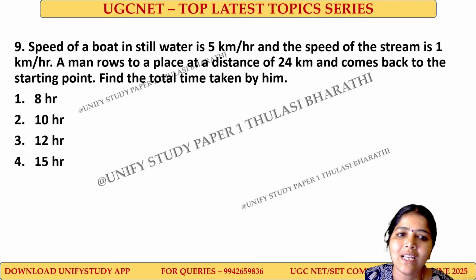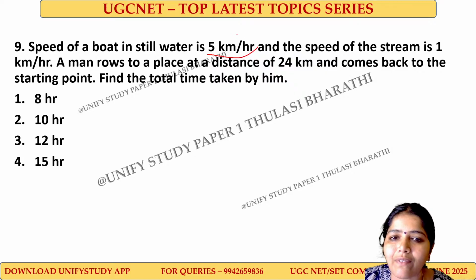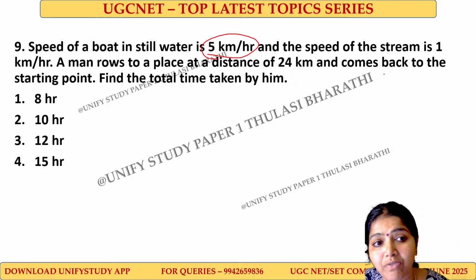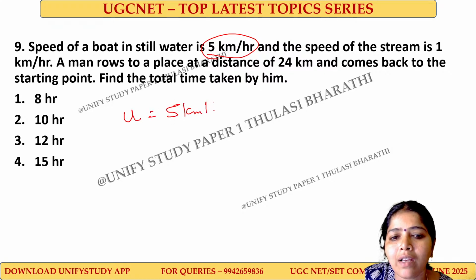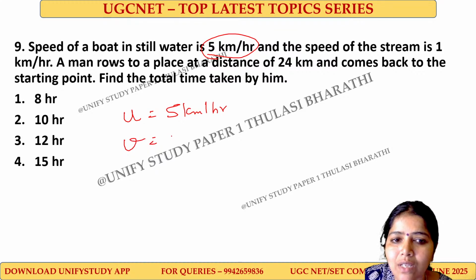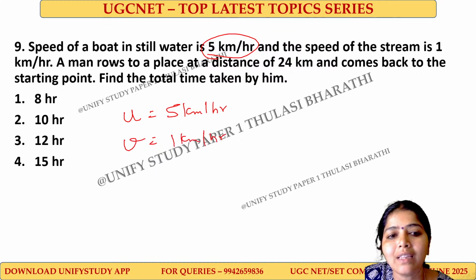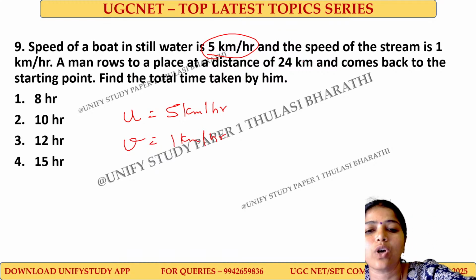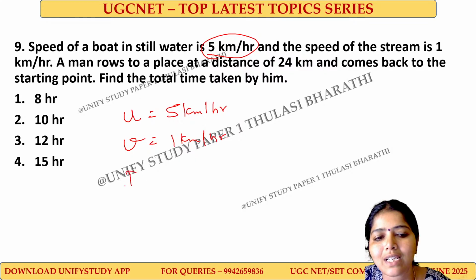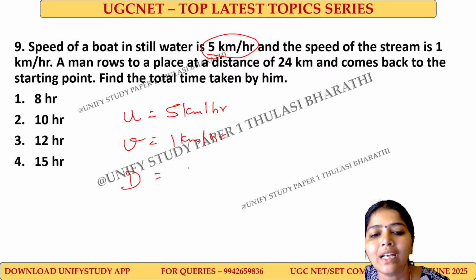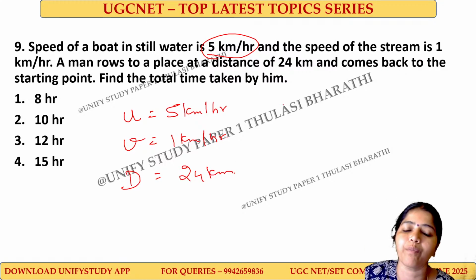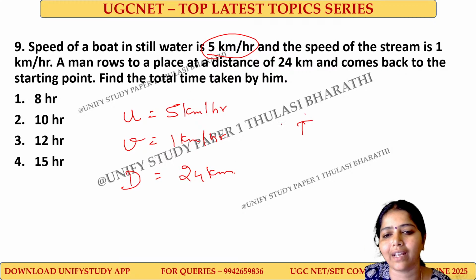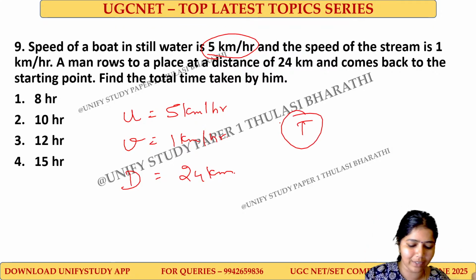Read the question. The speed of the boat in still water is 5 km per hour. The speed of the stream is 1 km per hour. That is, the u value is given as 5 km per hour and the stream is given as 1 km per hour. The man rows to a place at a distance of 24 km. So what is the distance he has travelled? It is 24 km, and he comes back to the starting point. Find the total time taken. That's all. Find the total time taken.